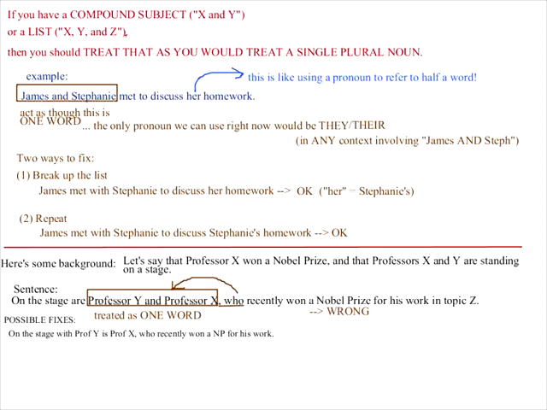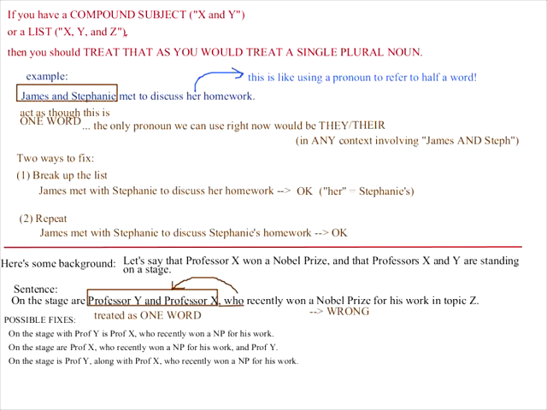On the stage are Professor X, who recently won a Nobel Prize for his work, comma, and Professor Y. There's another one on the list here that's also going to work. On the stage is Professor Y, along with Professor X, who recently won a Nobel Prize for his work.